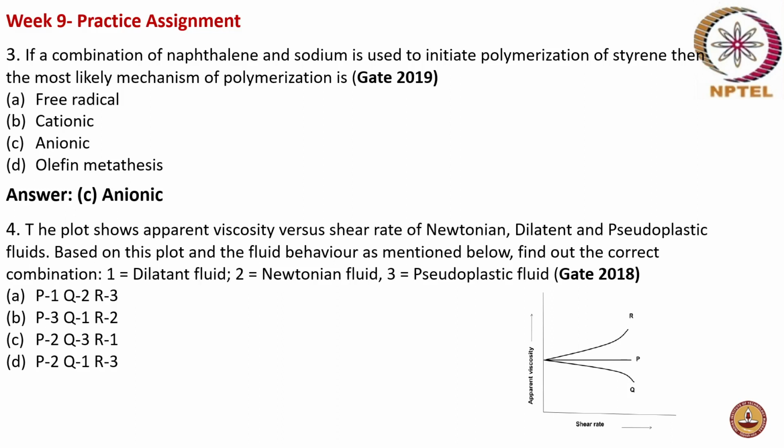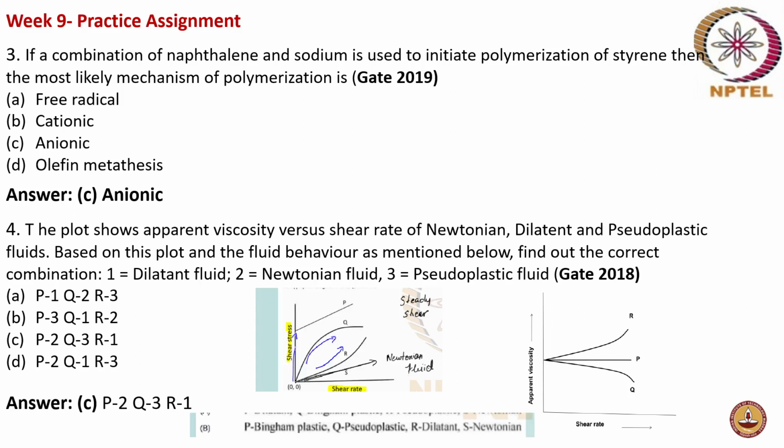In Newtonian fluids, the viscosity will be constant, ma'am. So it will be a straight line. And in pseudoplastic, upon giving shear rate, the viscosity reduces. It is nothing but your shear thinning, right? Yes, ma'am. And dilatant is your shear thickening, right? Yes, ma'am. Yes, you are right.